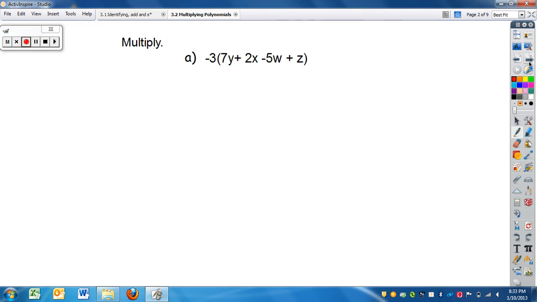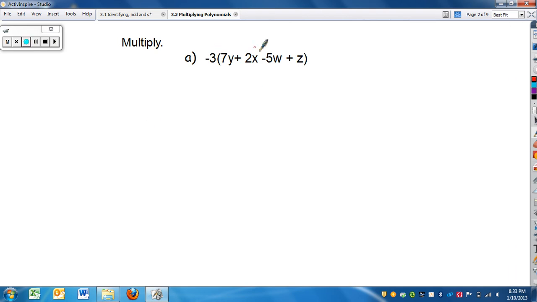So in this first example, it's just to get you familiar again with multiplying. This one has different variables, so it's not considered a polynomial. But when you see a number out front, you can think of the distributive property. With the distributive property, we multiply to every term inside the parentheses. So I have negative 21y minus 6x plus 15w minus 3z.